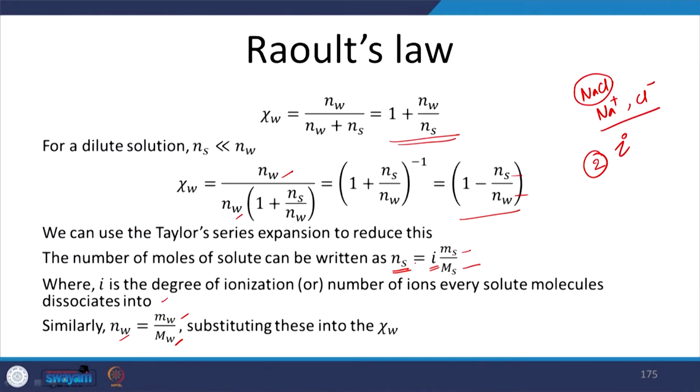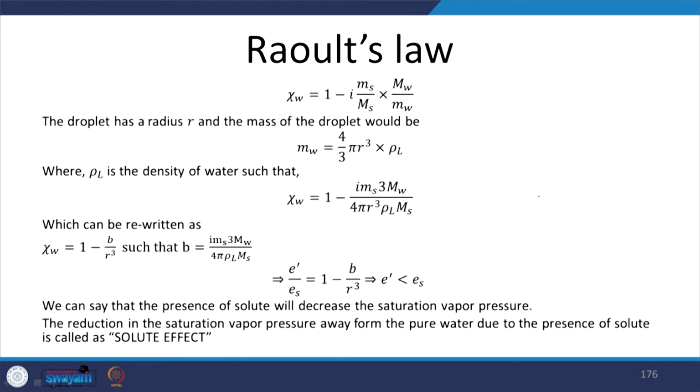Right. So, if you substitute these two things into the molar fraction chi W, you have Ns which is written like this, and you have Nw which is of course written like this. You substitute these two things, let us say 1 and 2, into this expression which is A, let us say. So, chi W is 1 minus i times Ms by capital Ms into Mw by small mw. Right. So, now what is this? This is just a molar fraction, and we still want to write an expression for the saturation vapor pressure in the presence of a solute with respect to the saturation vapor pressure in the absence of a solute.